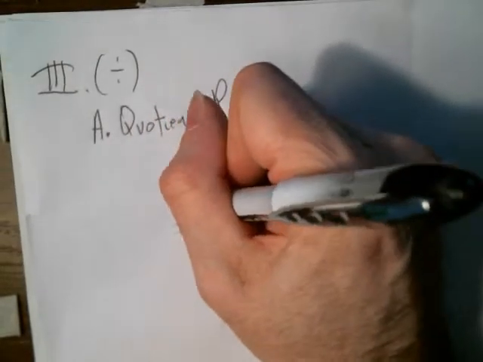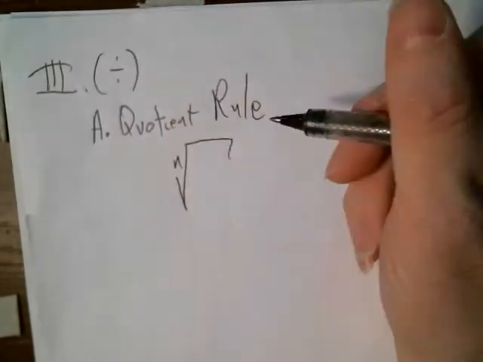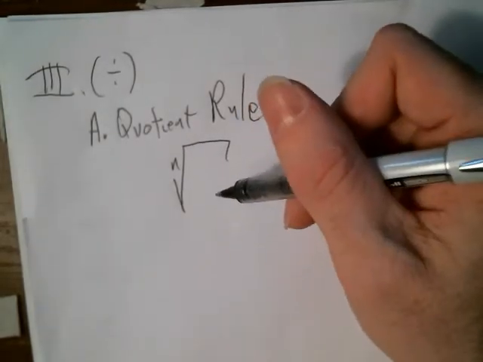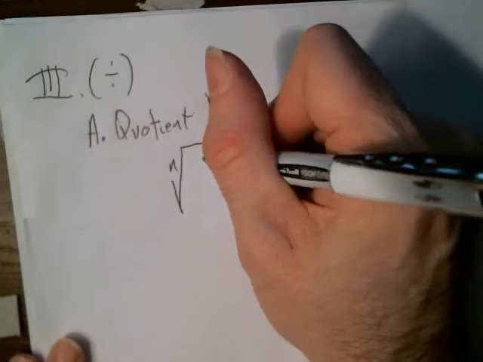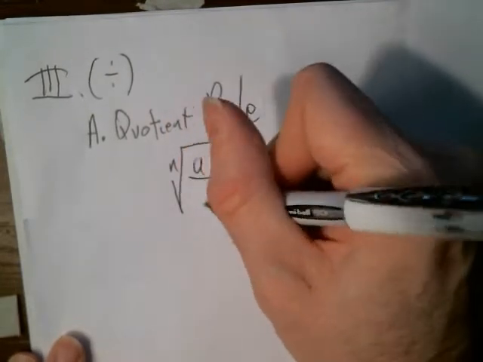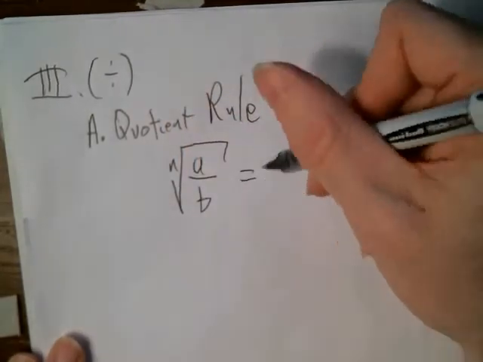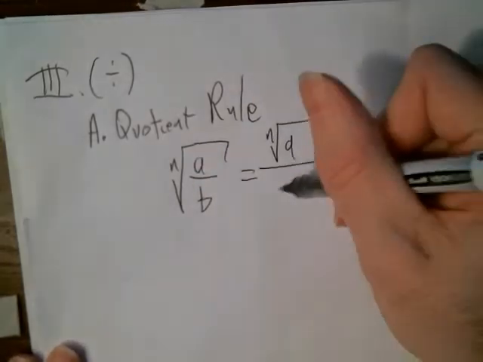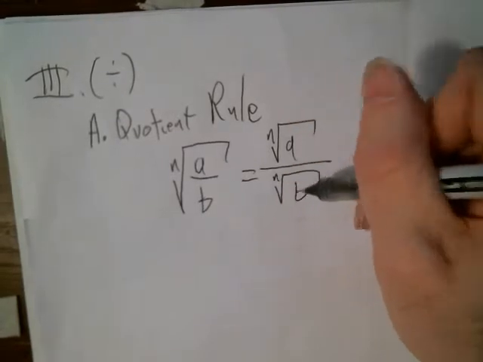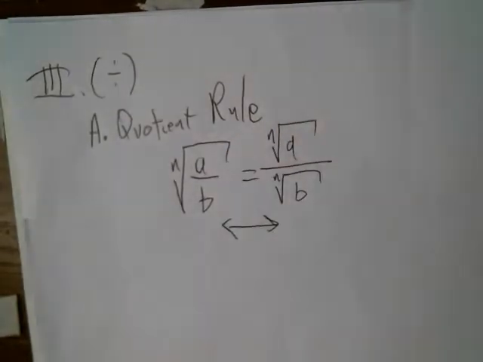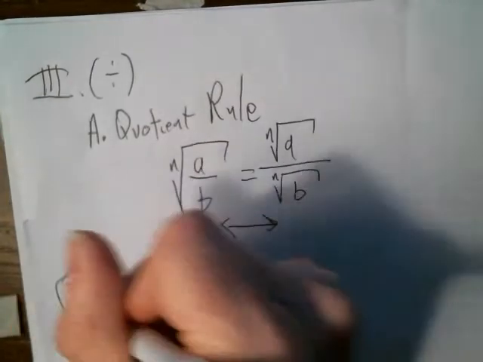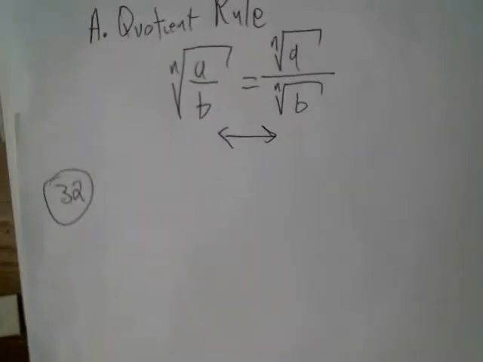So it's the same idea. Before, if we had a product of 2 things in our radical, we could make it a product of radicals. Now if we have a radical of a quotient of 2 things, we can make it a quotient of 2 radicals. So you could split up the radical into the nth root of a all over the nth root of b. And again, you could go back and forth whichever way you want to go. Okay. So that'll help us to simplify these roots of fractions.